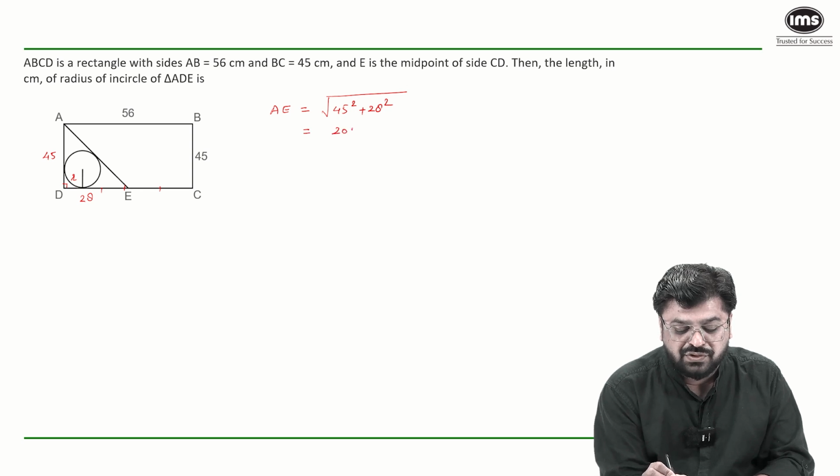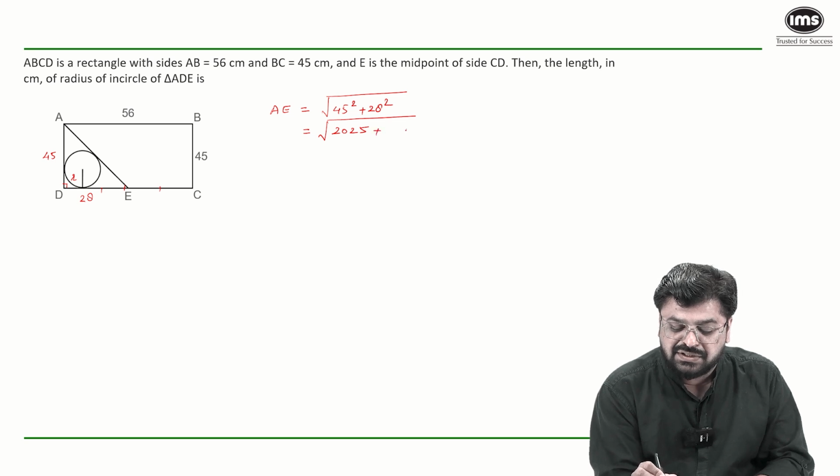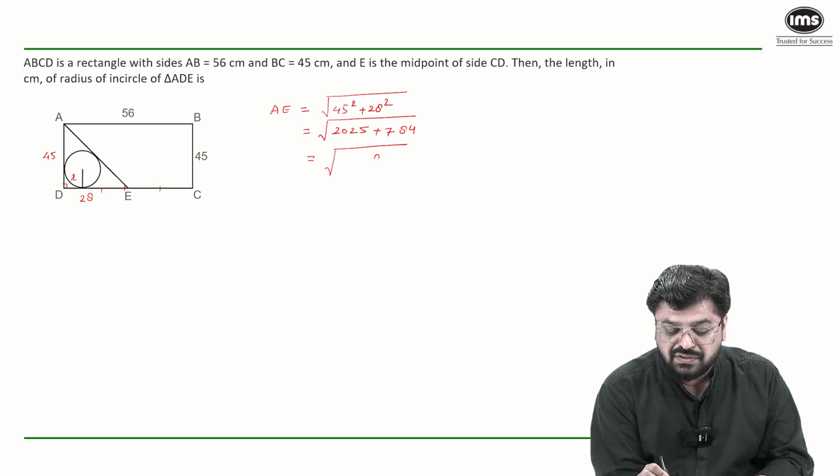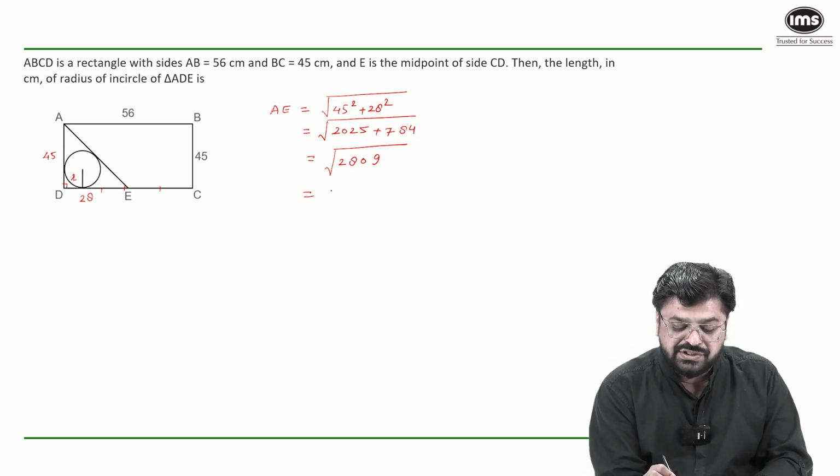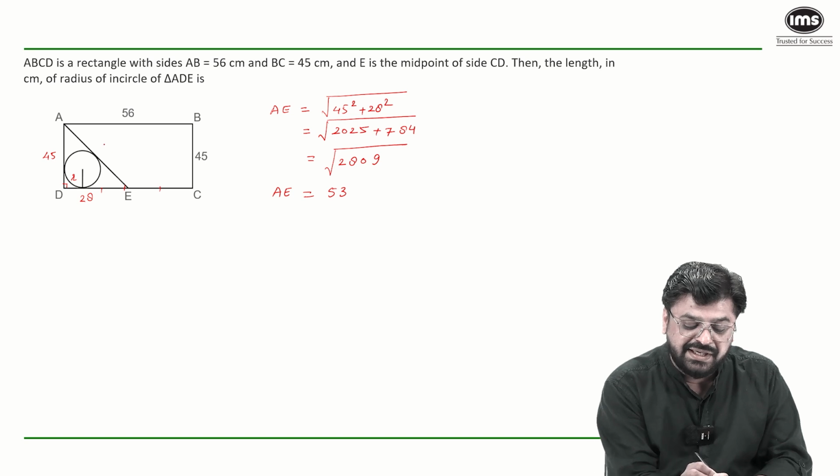45 square is 2025. 28 square is 784. Then 2025 plus 784 is 2809, which means this will be under root 2809, and under root 2809 is 53. So we have AE as 53.